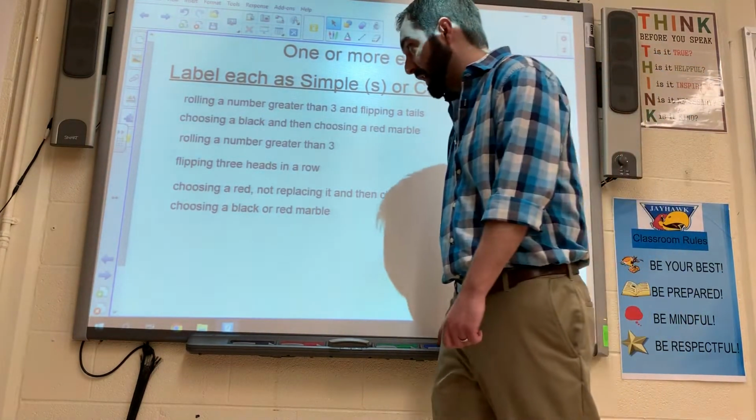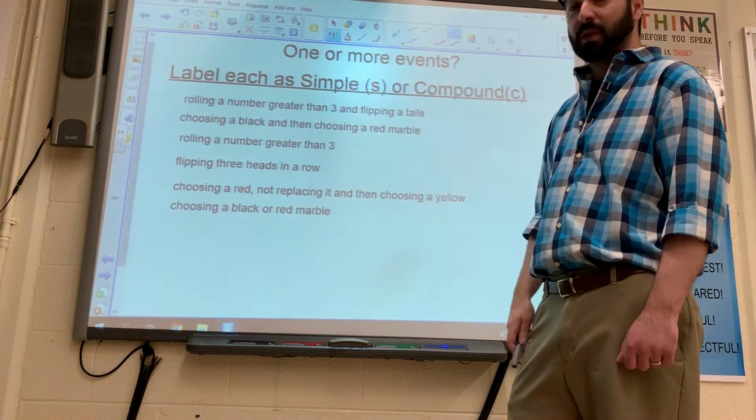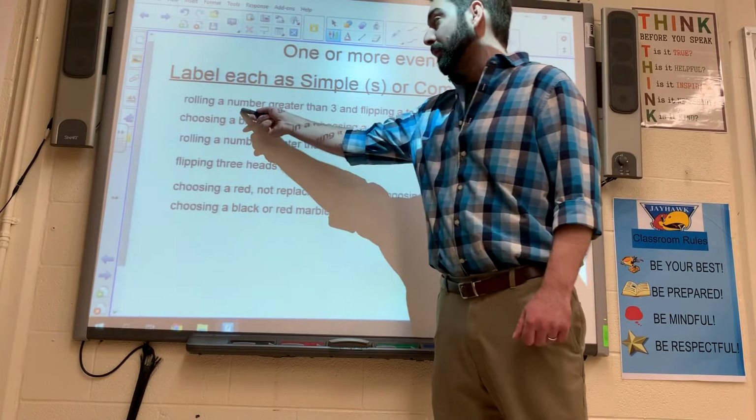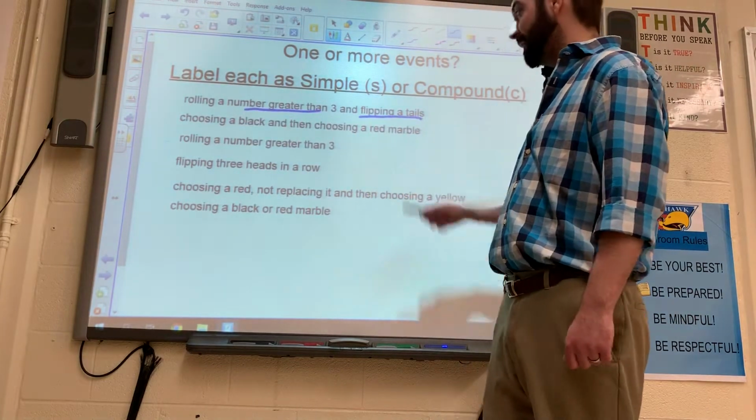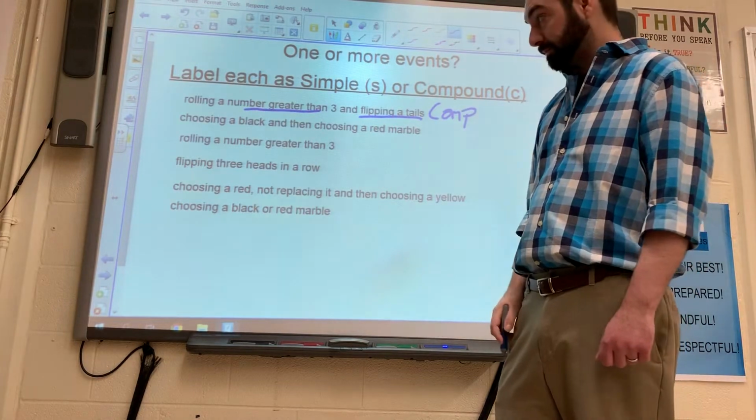Well, let's take a look at what we have here. Rolling a number greater than 3 and flipping tails. So we have 2 things going on here. We have rolling a number and flipping tails. So this would definitely be a compound probability.